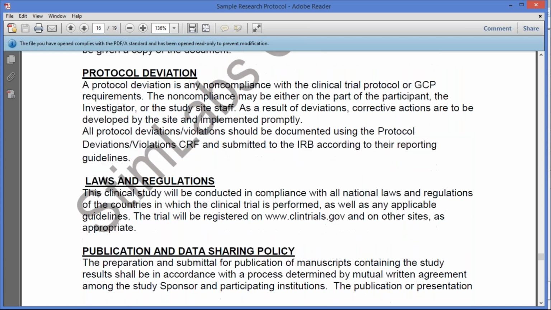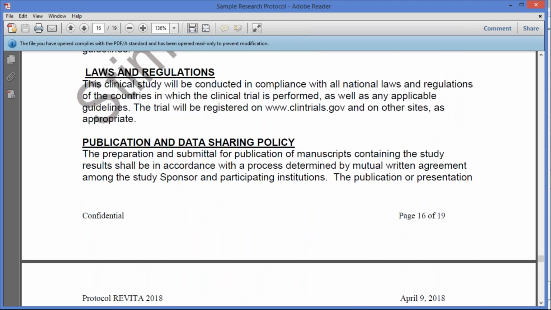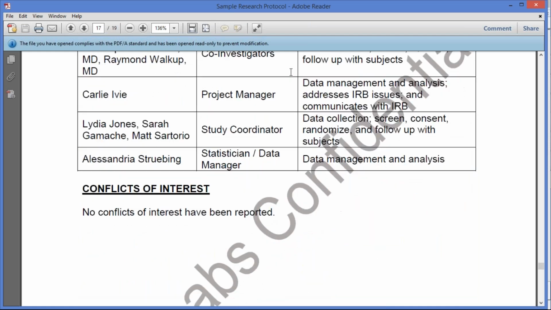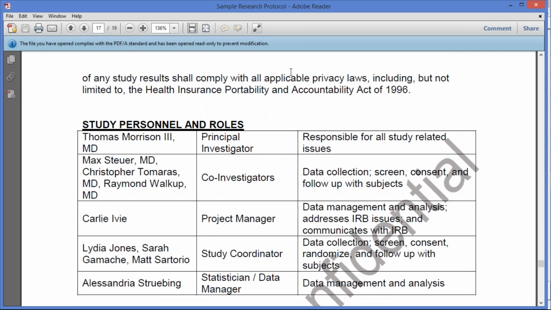Laws and regulations as per the company, publications and data sharing also as per the company, and study personnel roles. Okay. Explained here. Principal investigator responsible for study related issues. Co-investigator screen, consent, follow. Almost same as study coordinator. Project manager looks after the complete project, data management analysis activities. Statistician for analysis and data manager for data management activities.